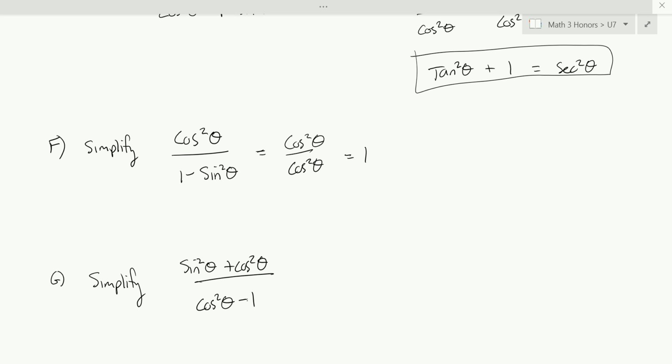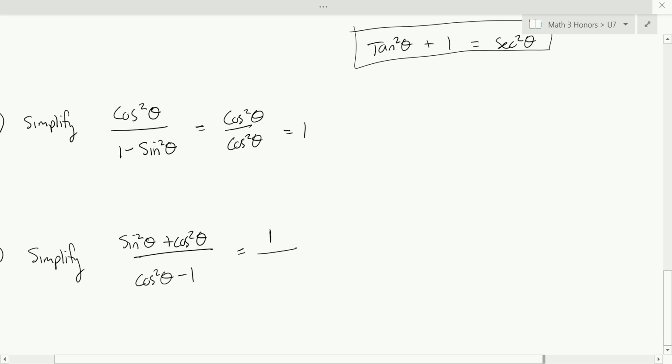So sine squared plus cosine squared, we got to know is 1. And again, you can see that on your cheat sheet. But the other one is a variation of our sine squared plus cosine squared equals 1. What is cosine squared minus 1 equal to? Nice.